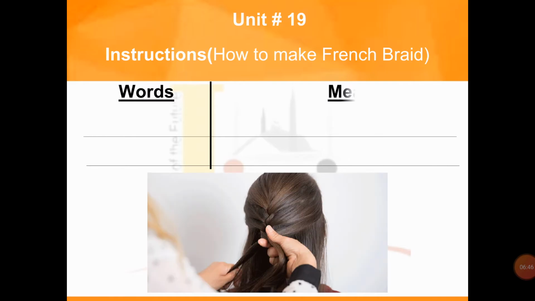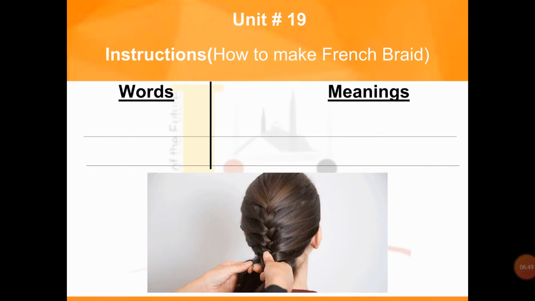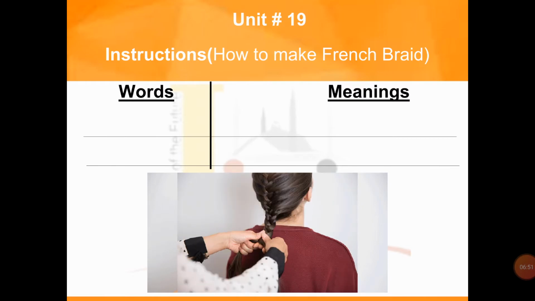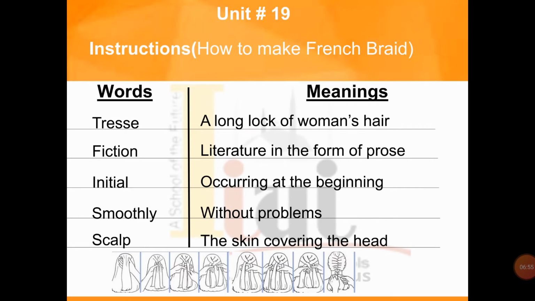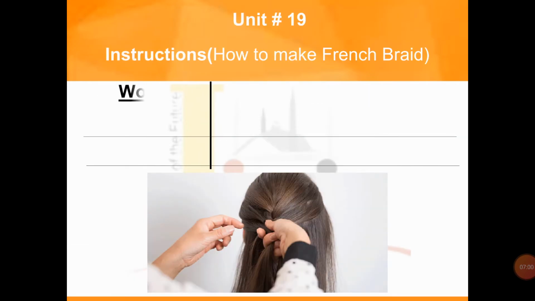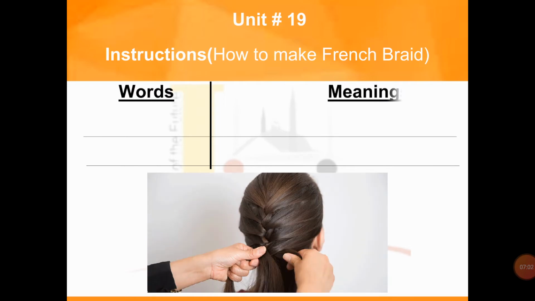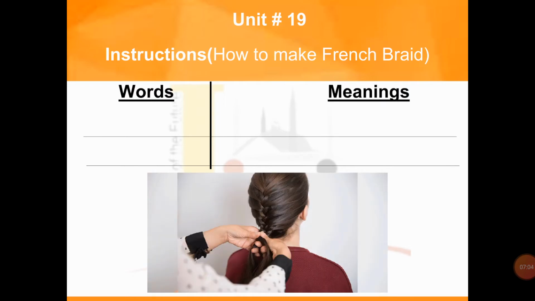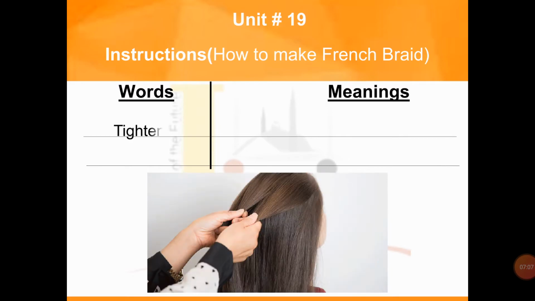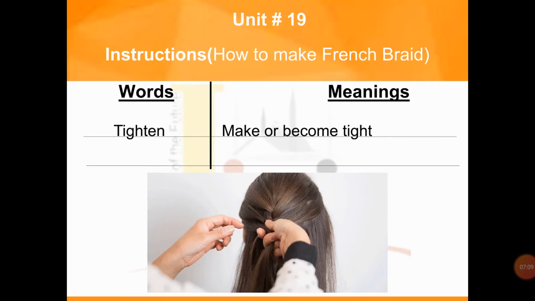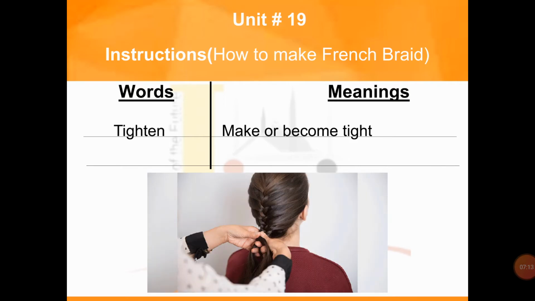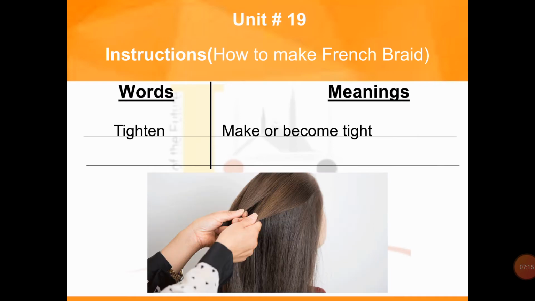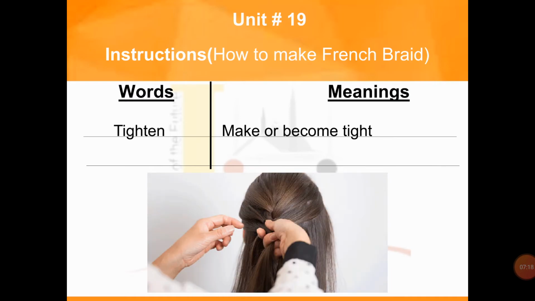Okay, next are the actual instructions. First of all, we need to know what we need to make a French braid. We actually need a rat tail comb, a spray bottle of water and a ponytail holder. Then what we have to do is divide a small section of hair at the crown of the head into 3 even sections.